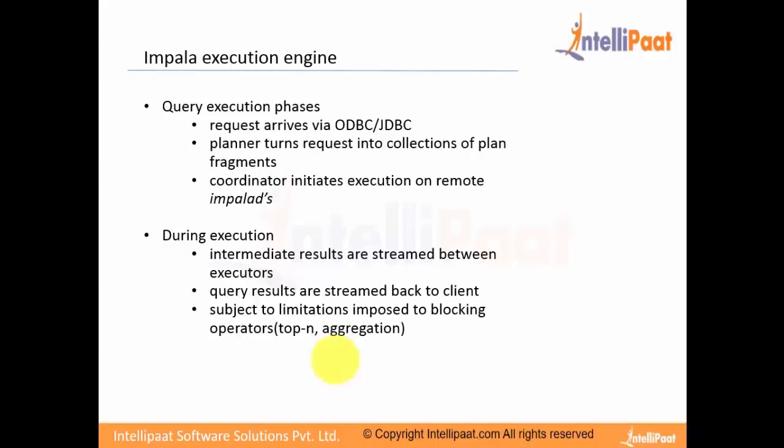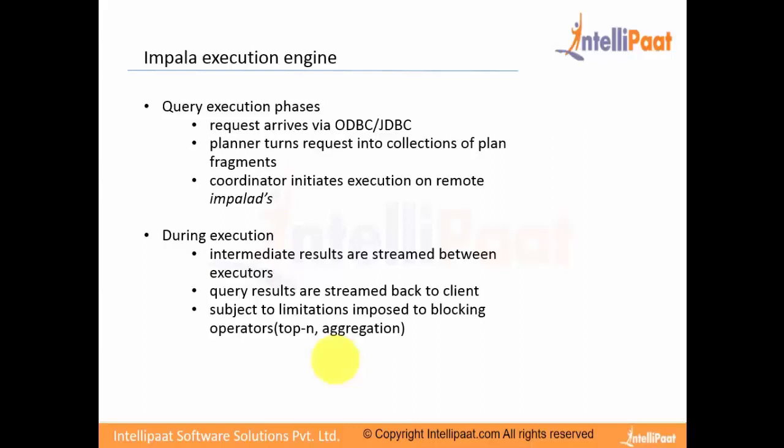The Impala planner turns the request into a collection of plan fragments, which are then sent to the coordinator, which initiates the execution on remote Impala Ds. Please note that any given Impala D can act as the coordinator node, as discussed earlier, and this coordinator Impala D node starts the execution on remote Impala D processes which are running on the slave machines.